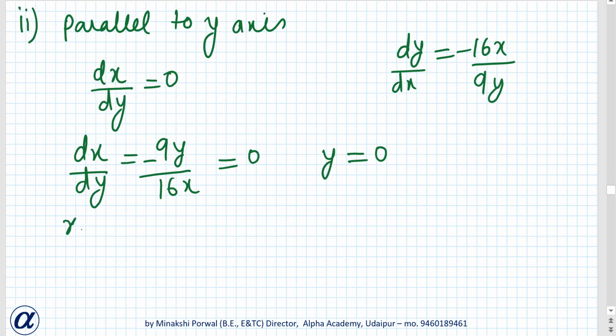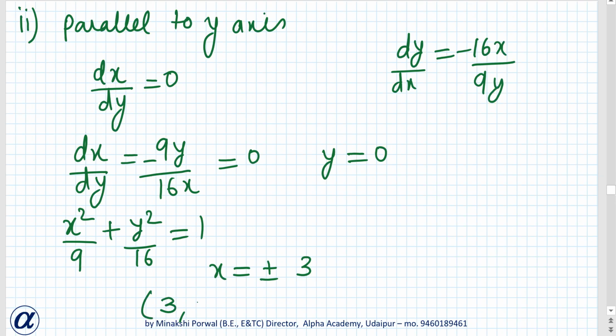When y is 0, we put this in the equation of the curve. If y is 0, x will be equal to plus or minus 3. So the points will be (3, 0) and (-3, 0).